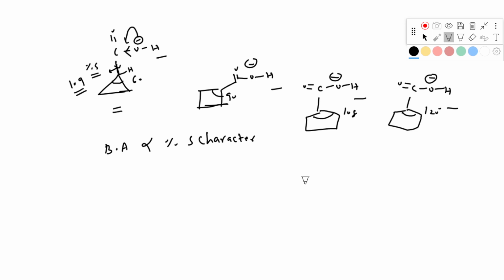So that's the reason why. The order is D less than C less than B less than A. A is the most acidic, then B, then C, then D. Okay, the same rule is applicable to all the 4 options. Right? Next question.